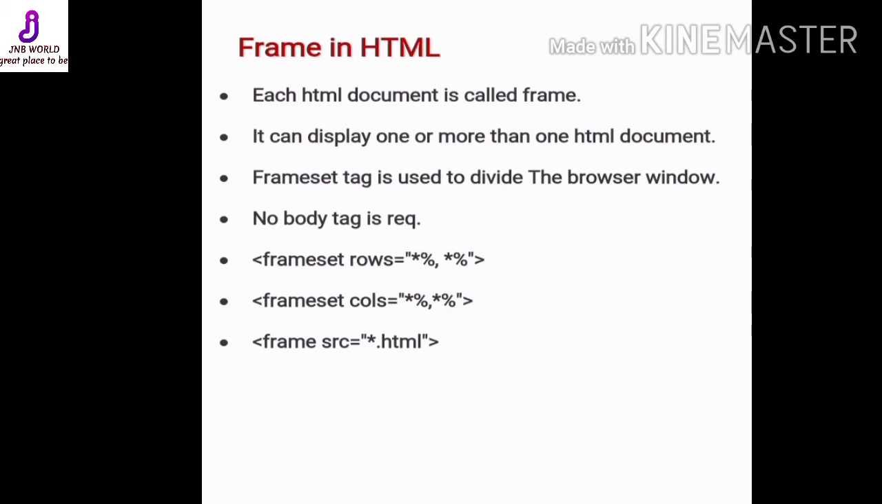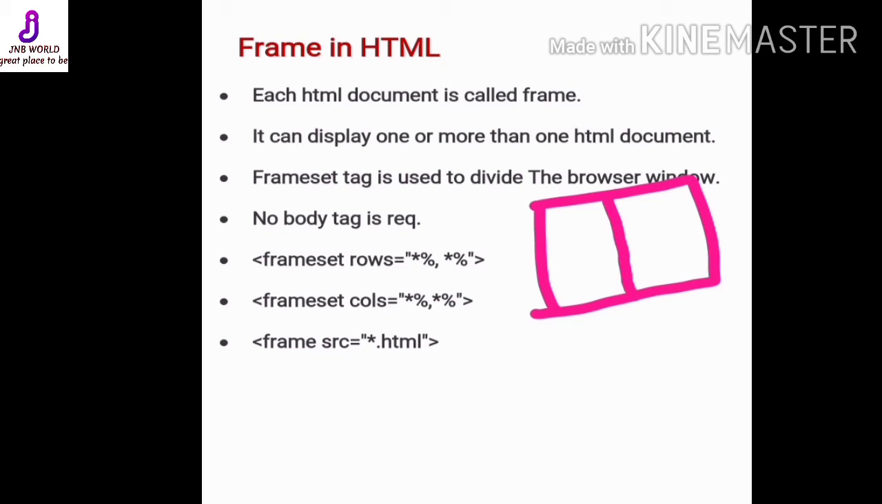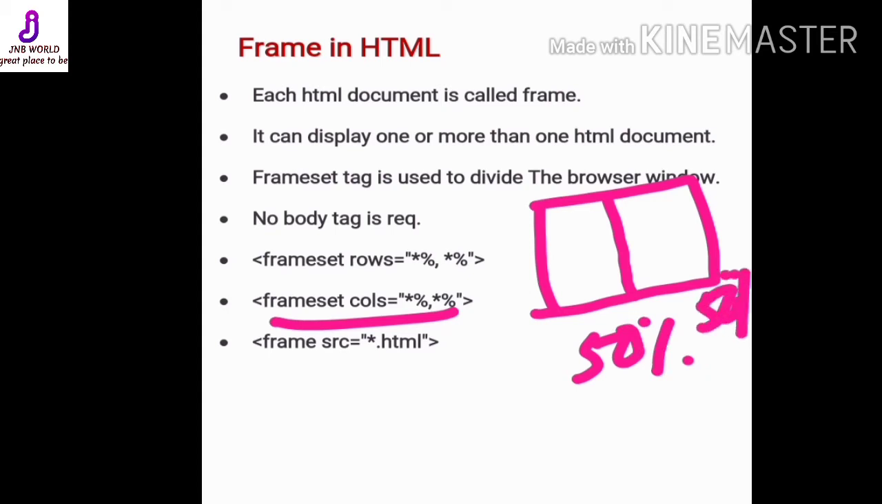If I divide the columns like this, the division is almost the same. Here we use frameset cols, then star percent, comma, again star percent. Star means we have to give the proper percentage here. For example, we use 50% and the rest is 50%. So in place of star we use 50% and again 50%.